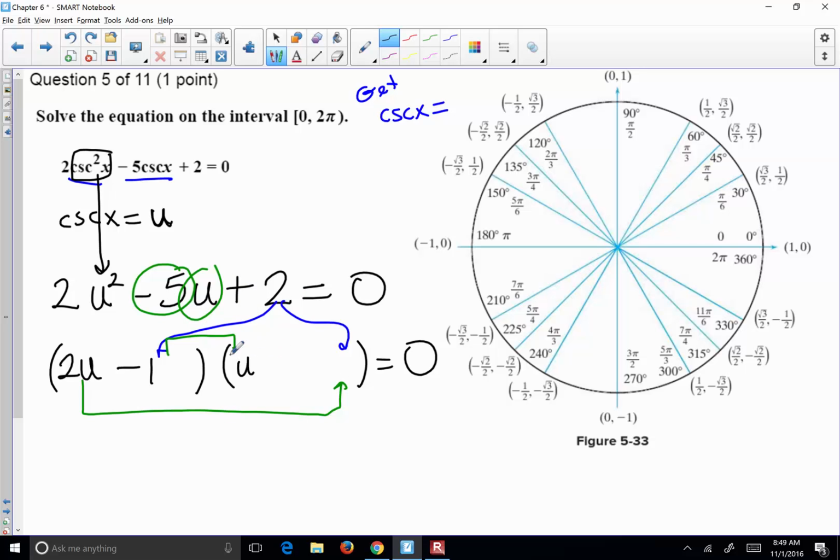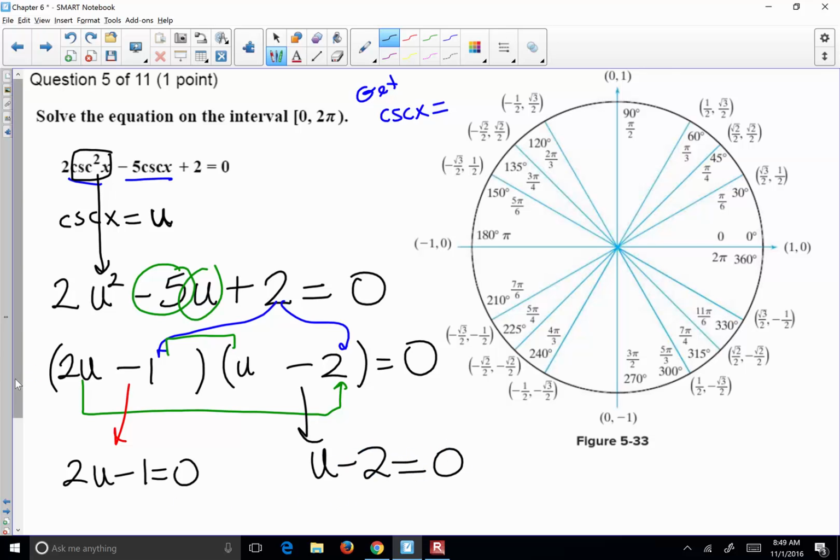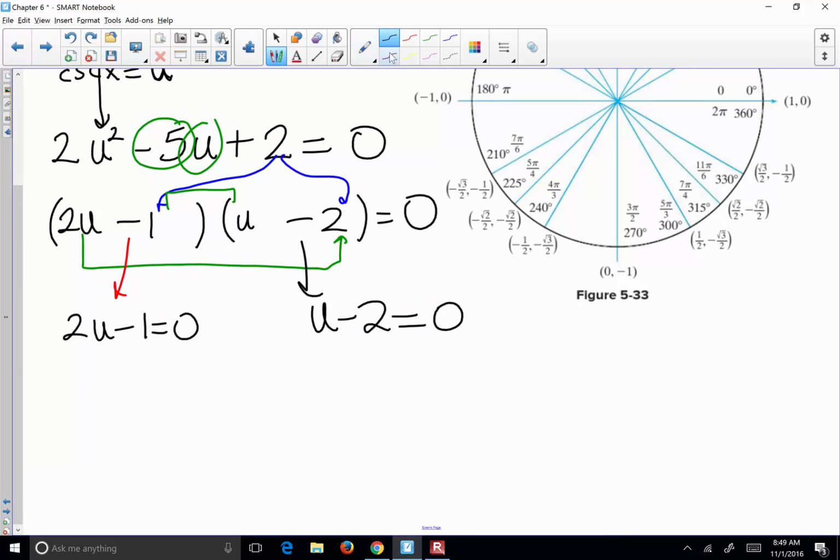2u minus 1, u minus 2. Next, we set each into 0 and solve for u. Right? That's how we solve quadratic equations. Alright, I will add 1, 2 to both sides. 2u equals 1, u equals 2. Next, I will divide both sides here by 2. And voila, 1 over 2.